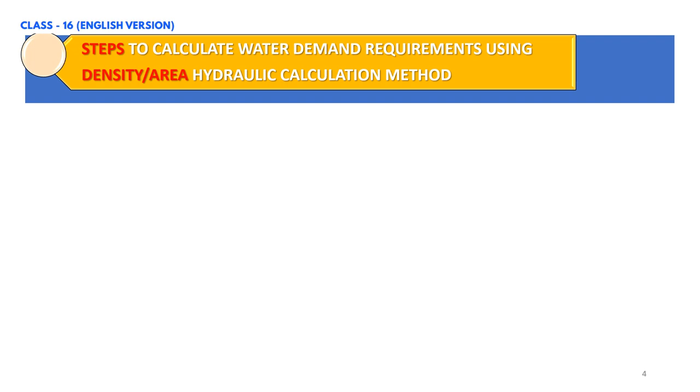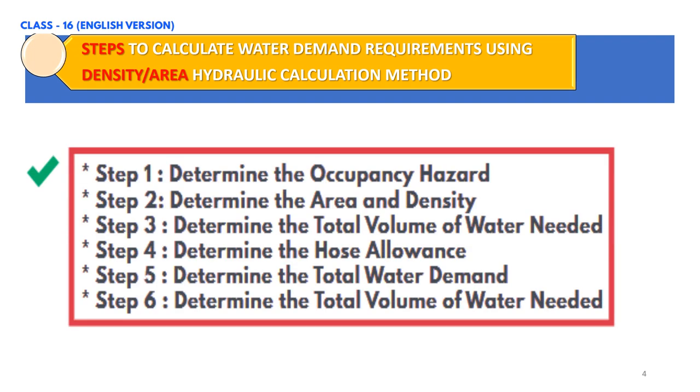In this slide, we shall go through the basic steps which are mandatory in order to calculate the water demand and also to determine the total volume of water based on density area method or density area curves. As you can see on your screen, initially we will determine the occupancy hazard classification based on the application of the building or structure, and in step 2 we will determine the area and density by looking at density area curves. In step 3, we shall calculate the total volume of water needed. In step 4, we will determine the hose allowance requirements based on NFPA 13. In step 5, upon having all these details like hose allowance and total volume of water, we will calculate the total water demand, and in step 6 we shall determine the total volume of water needed.